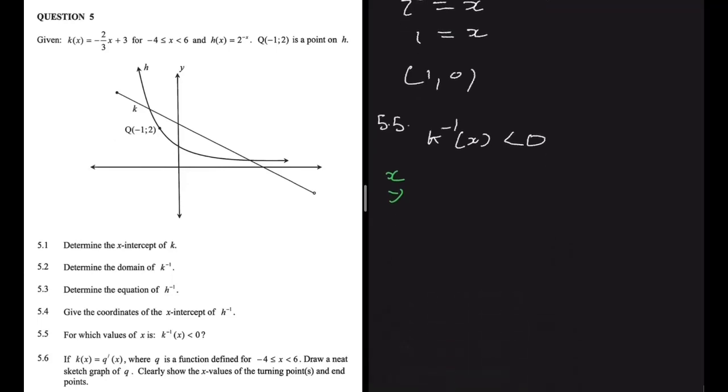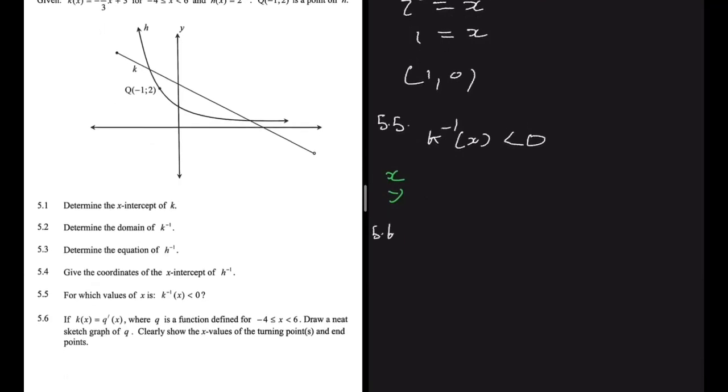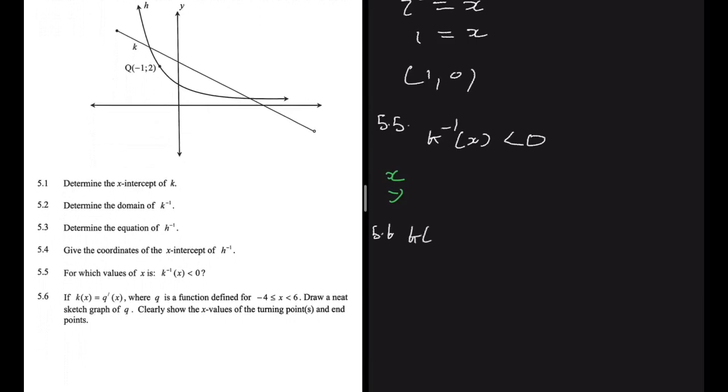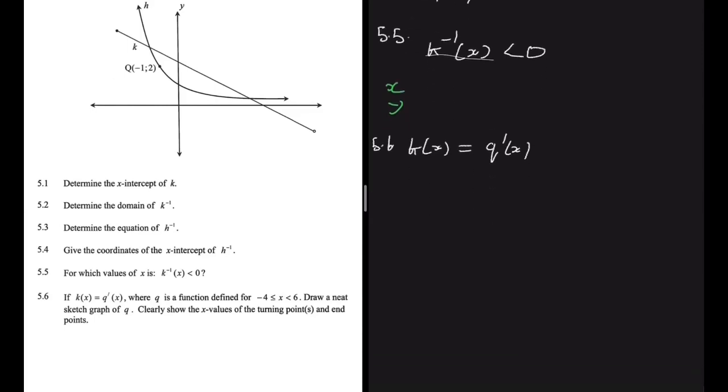Right, and then 5.6 is saying that we have k of x being equal to the derivative of q of x, where q is a function defined for minus 4 to 6, right? Draw a neat sketch of q, clearly showing the x values of the turning points and the end points. So let's start with the x values of the turning points. We know that it's defined from minus 4 to 6, right? So, right, those are our end points. Now we just need the x value of the turning point. How can you possibly find the x value of the turning point?